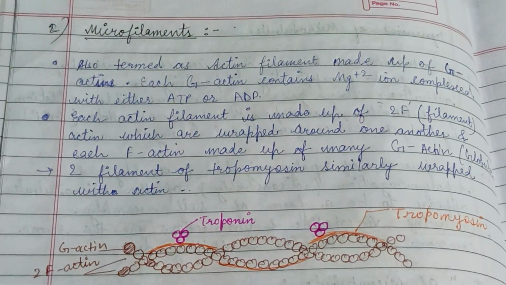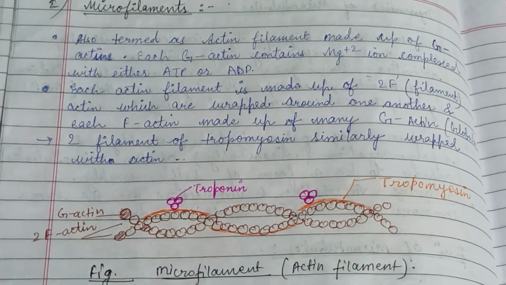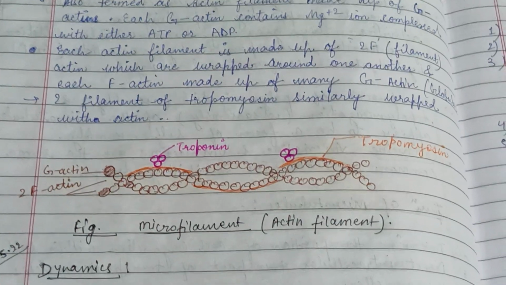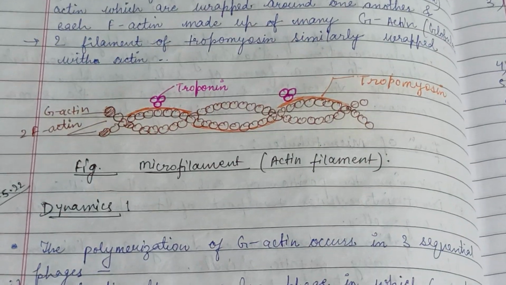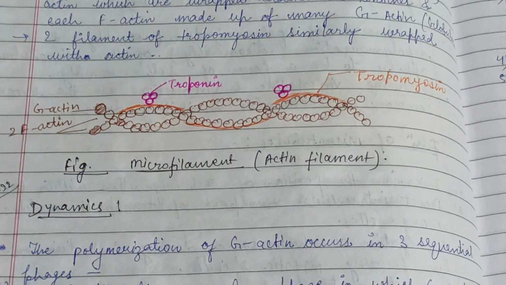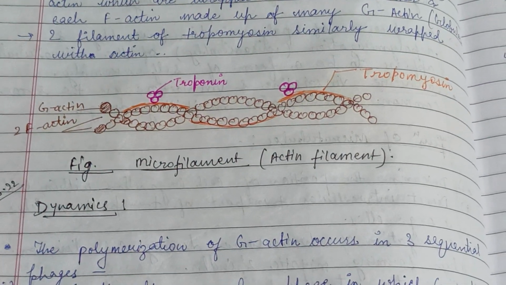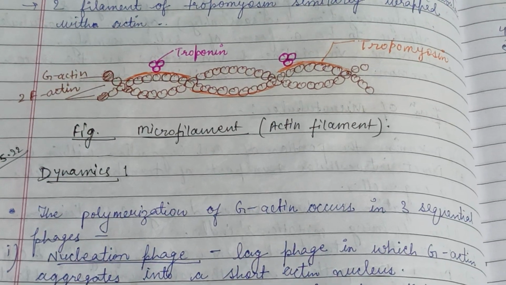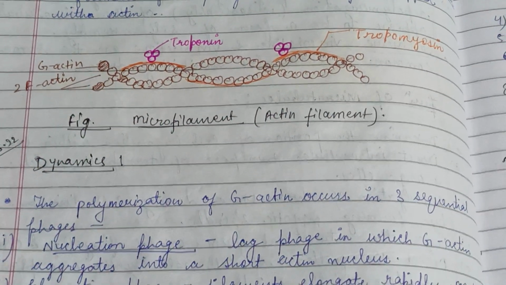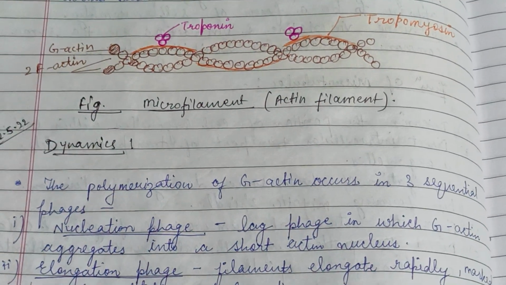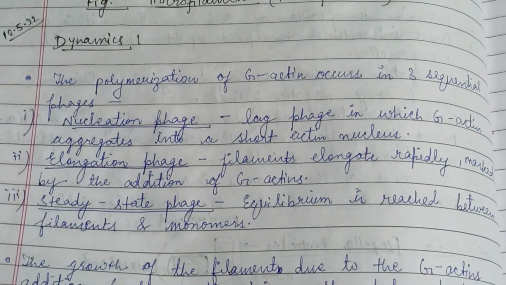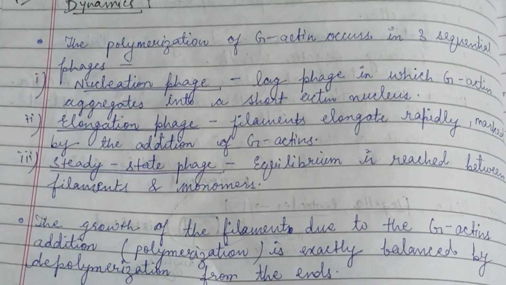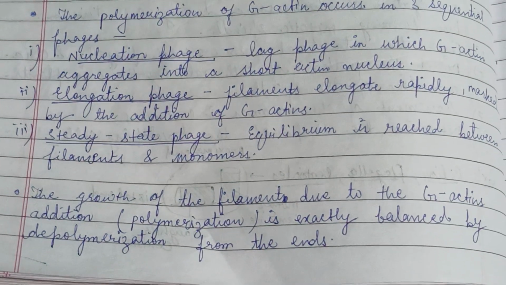The second one is the microfilament, which is made up of actin filament made up of G-actin. Each G-actin contains a magnesium ion complexed with either ATP or GTP. The figure clarifies all the description about the microfilaments. There is troponin and tropomyosin over there, and the G-actin, that is globular actin, and the F-actin, filamentous actin. The polymerization of the G-actin occurs in three sequential phases, that is nucleation phase, elongation phase, and a steady state phase.